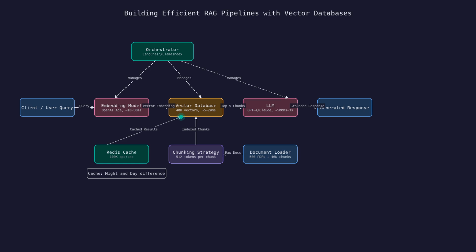What about scaling? 500 PDFs means 40,000 vectors. But what about 5,000 PDFs? 400,000 vectors. Pinecone handles billions but costs money. pgvector is free, but slows past 1 million vectors. I've seen this trade-off in production.